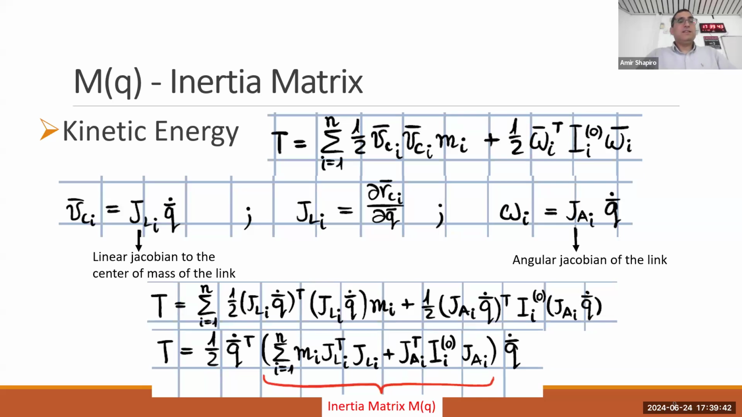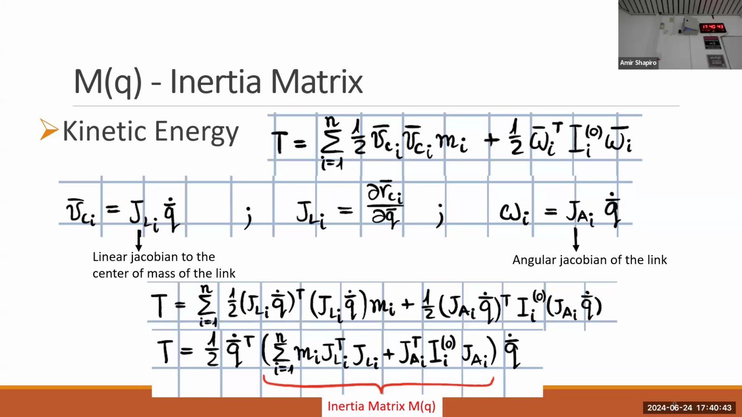So if I take the kinetic energy as written above and substitute the terms for VC and for omega, I get the term on the bottom. As you can see, I substitute J_LI Q dot instead of VC, here and here. This is V transpose V, and this is omega transpose I omega. Omega is J_AI Q dot. And when I substitute this inside, I get half Q dot transpose here. In the middle, I get J_LI transpose J_LI times M_I.